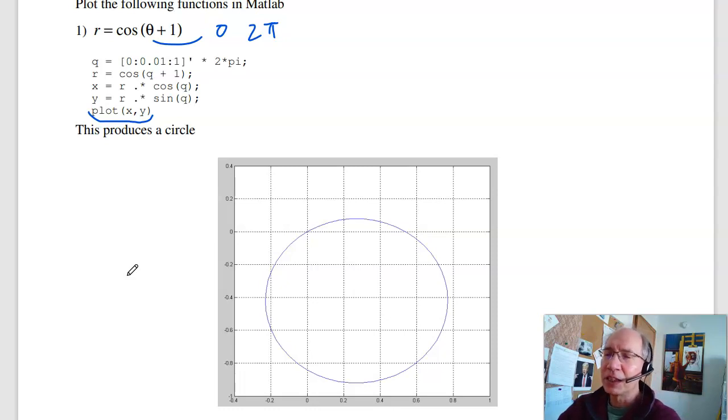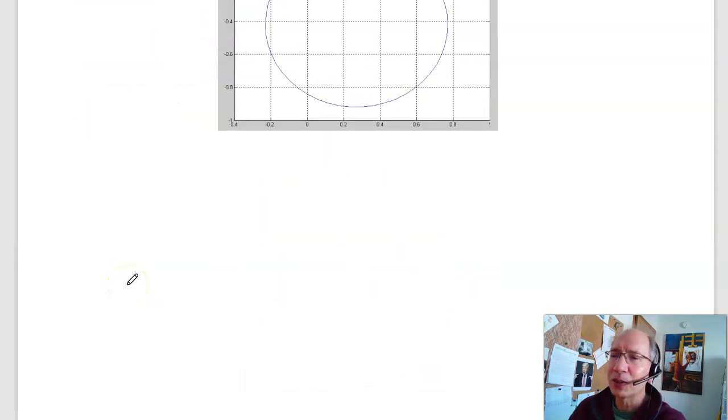Basically, sine, cosine are all about circles. If you have r equals cosine theta, you get a circle. R equals sine theta, you get a circle. R is cosine theta plus sine theta, you get a circle. So trig's all about circles.